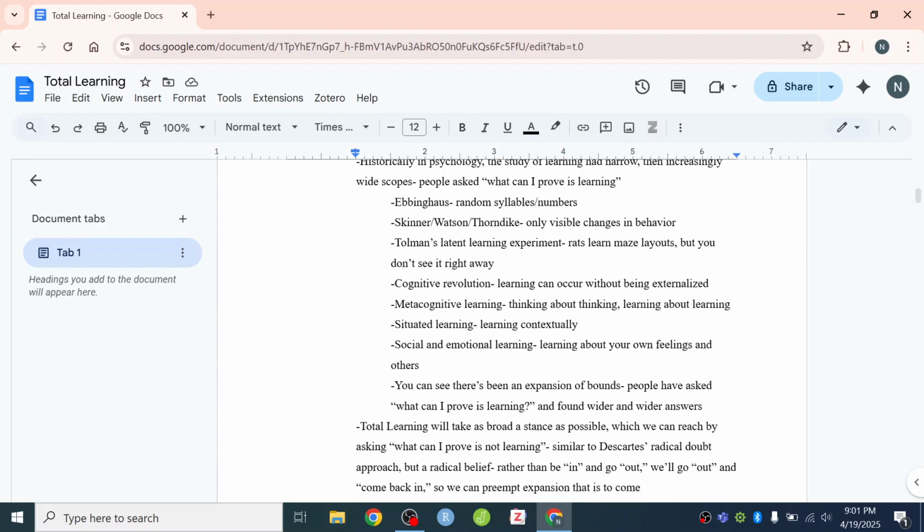And in a sense, this is to preempt the expansion that is to come. If the history of learning science, of the psychology of learning, has been one of expansion, well, let's expand all the way out. Get out ahead of the expansion that is to come.